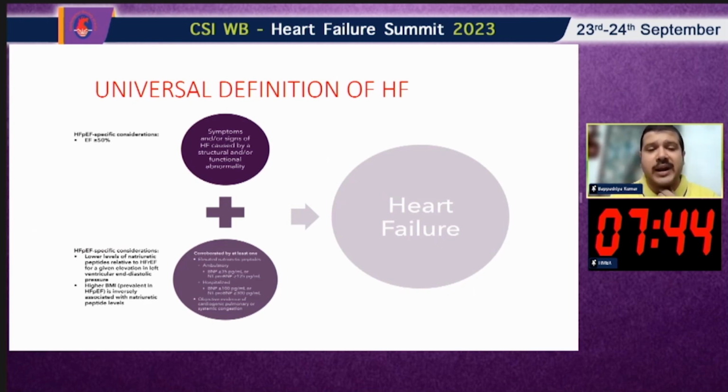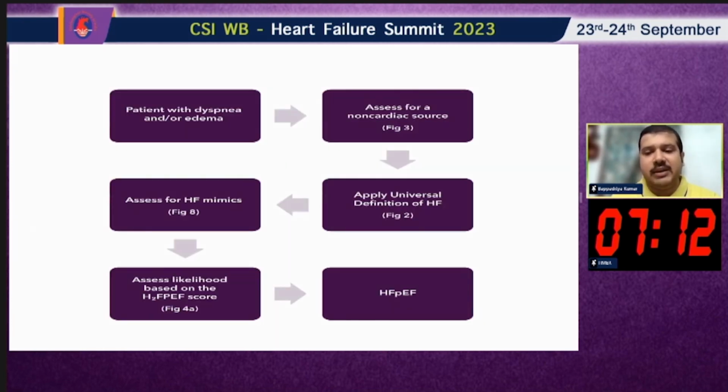So just a quick look at the universal definition of heart failure: signs and symptoms of heart failure, and or functional abnormality and structural abnormality, together with raised levels of natriuretic peptides or objective evidence of cardiogenic pulmonary and systemic congestion. So in our patient, we have the symptoms of heart failure, but we have not proven structural and functional abnormality because LVEF is 60%, and we have not been given the data about the structural abnormalities in the echo that I have already spoken about. And on the NT-proBNP levels, it is already raised. So then we apply the universal definition of heart failure.